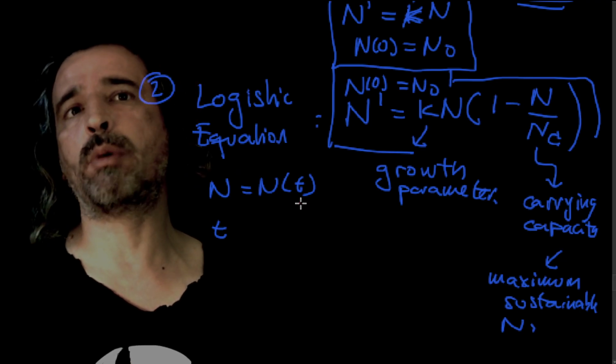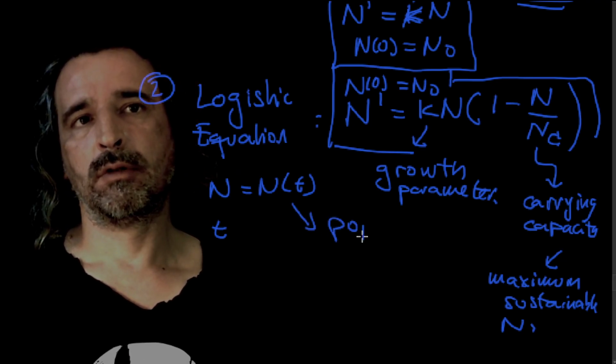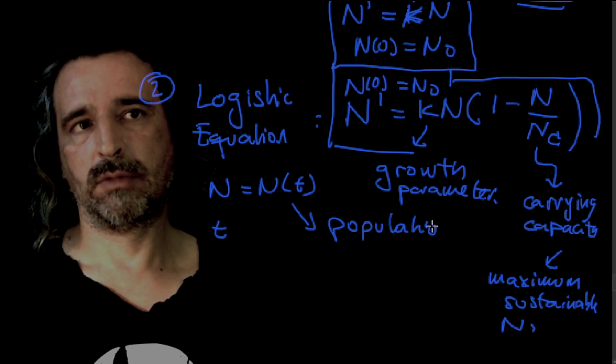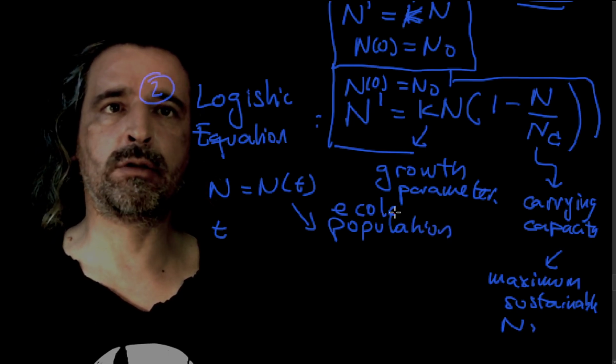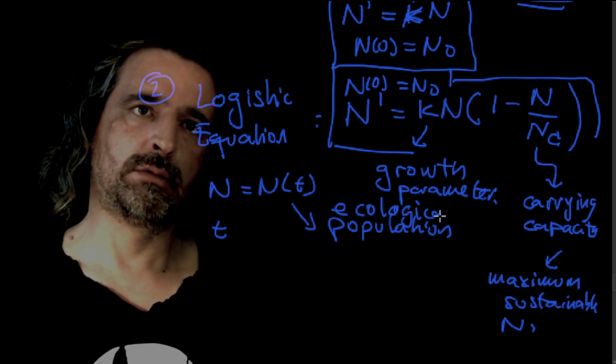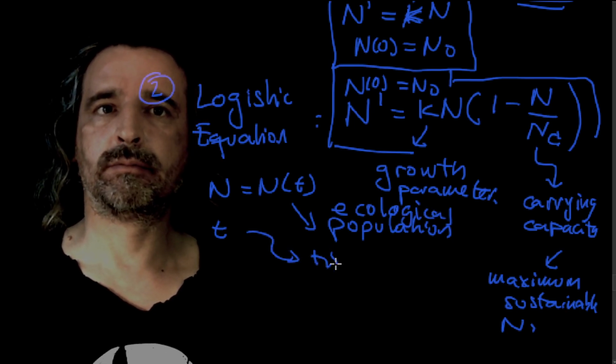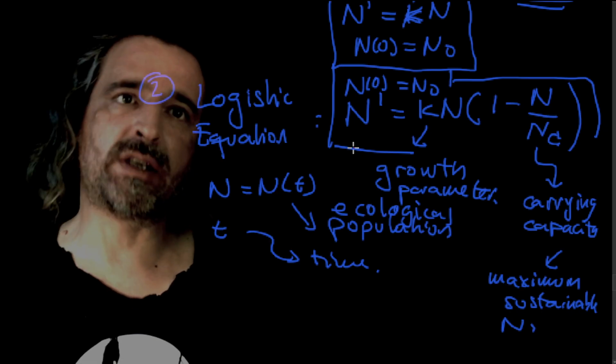Typically, this will be some population, typically an ecological population, and t would be time. So that's the logistic equation.